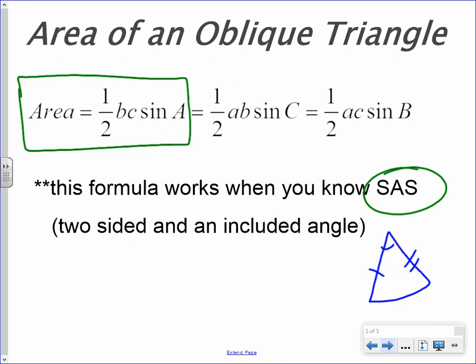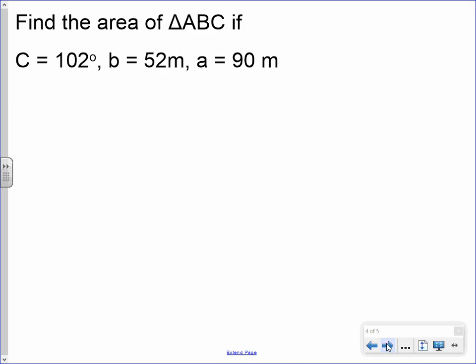A lot easier than trying to find the height, right? We don't have the height, but we know 2 sides and the angle in between. This is going to be a lot easier for us, okay? I'd love to show you the proof of this, but I don't think we have time. And I don't know how many of us care today. Right? It's almost spring break. You're like seeing the line.